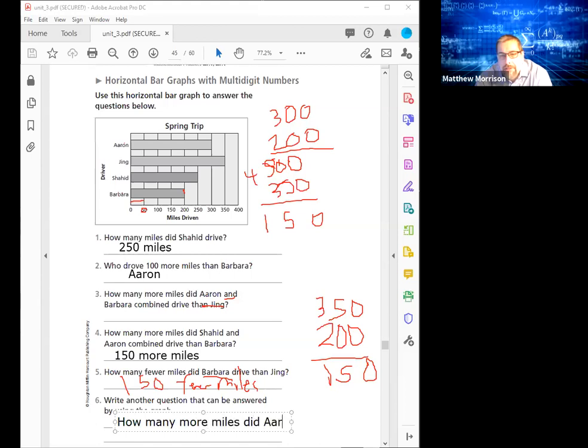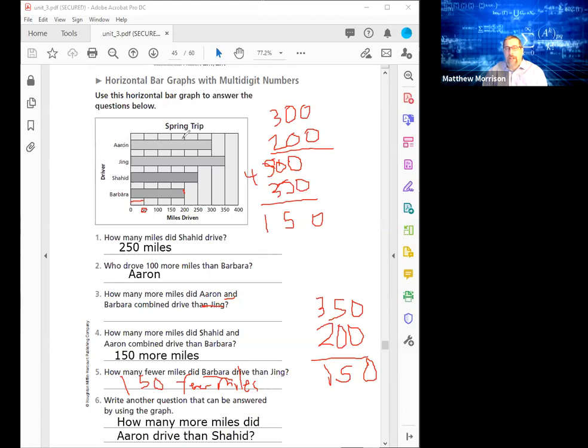did Aaron and Shahid. Okay. Now, I did this one. So that means you can't copy. Okay. This is the one I'm doing. And so then I have that. So I have how many more miles did Aaron drive than Shahid? And then I have to solve it.